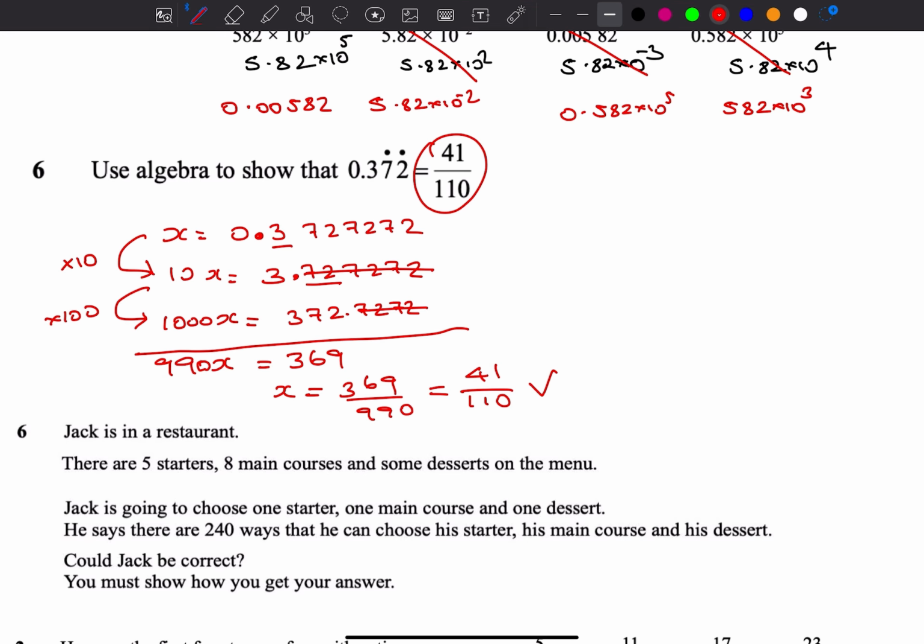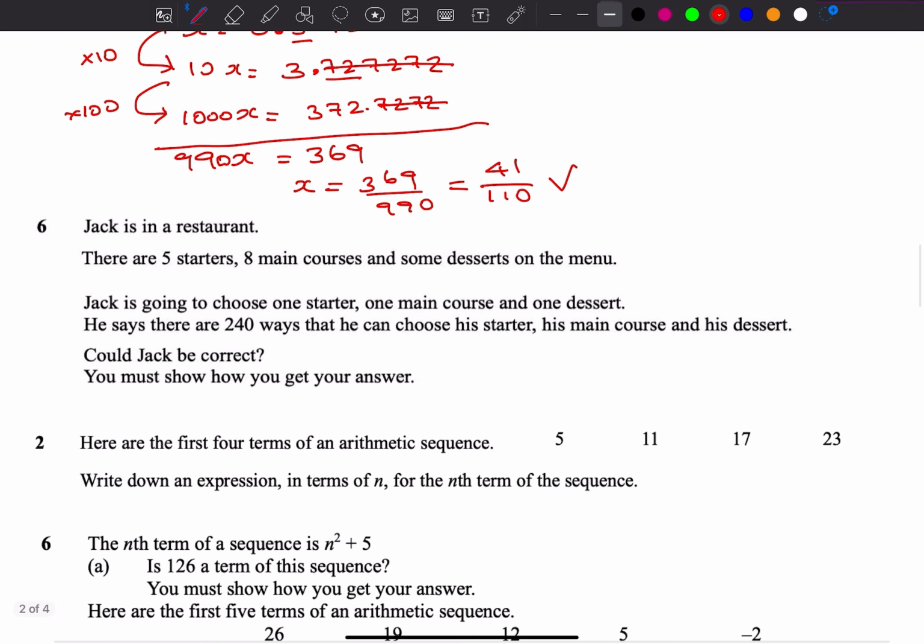Next one. Product rule for counting, you should know. 5 times 8 times a number, you don't know the number. It should be 240. 5 times 8 is 40. So x, if you divide it by 40, should be 6 then. Is it correct? Yes, because it's a whole number, right? If it's a decimal number, of course he's wrong. Because it's a whole number, he's okay. Okay, good.